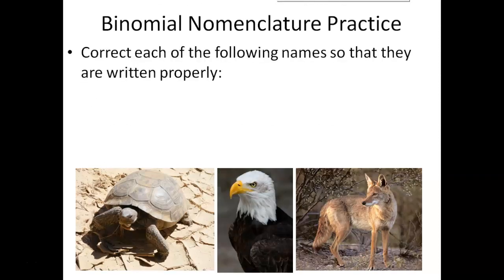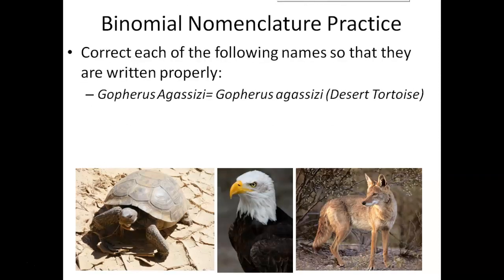Here's a little bit of practice. In class we would do this together, but that's okay. Take a look at the first one, Gopherus agassizii. We love Latin, right? That actually refers to the desert tortoise. The genus Gopherus is your tortoises, your turtles. And there was a mistake here: you need to make sure that the first part is capitalized. Since this is typed out, it's all italicized, so that's good to go.